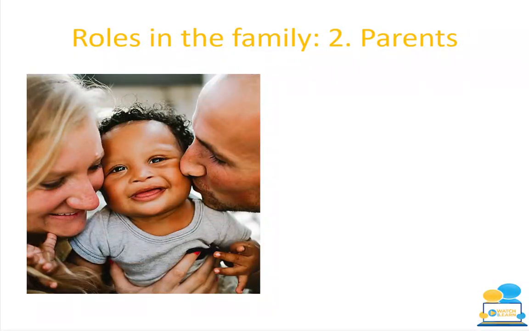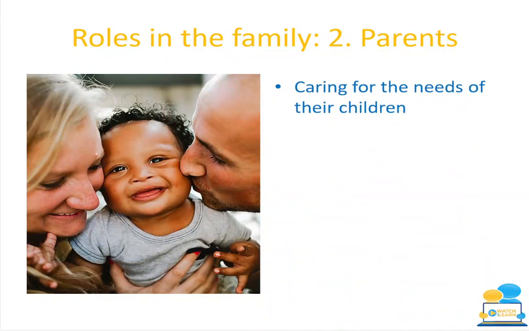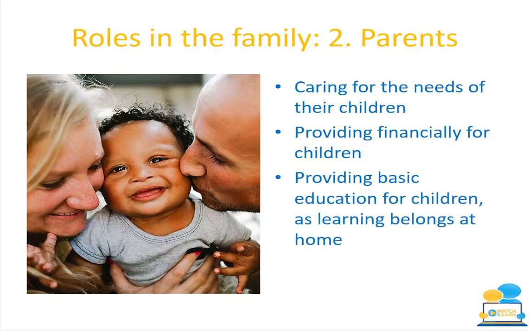So roles in the family, part 2, parents. So what a parent does is they care for the needs of their child, okay? So the physical, emotional, psychological, and educational needs of their child. They provide financially for children, which means that they can have toys, food, water, a safe home, school books, and clothes. They provide the basic needs in education, as all learning begins at home.